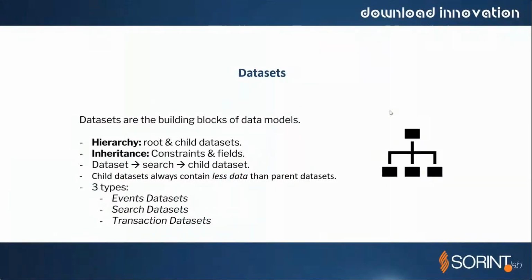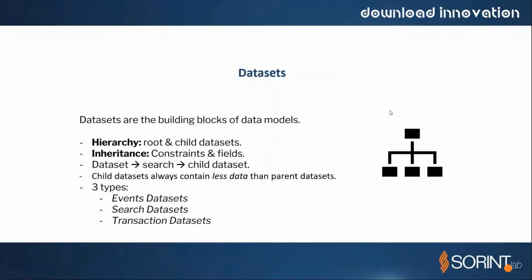Datasets are the building blocks of data models. They have two properties, as you can see here. Hierarchy, so we have root and child datasets, and children on their own can have other children, just like real life. And inheritance, so all the properties of a parent dataset are inherited by its child through the use of constraints, also like real life, more or less. And a constraint is just a search that determines what the child dataset is, so it determines what it is through filters.